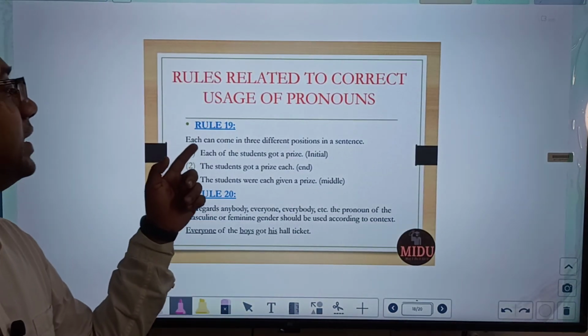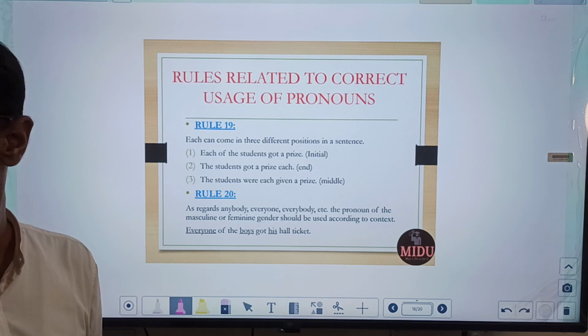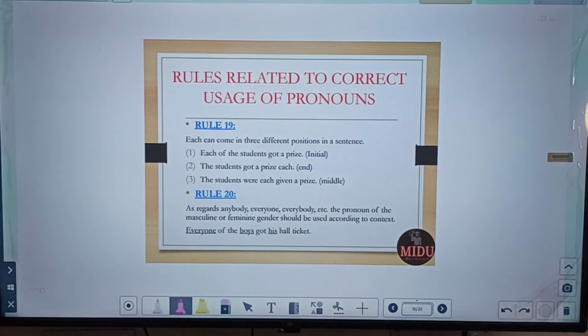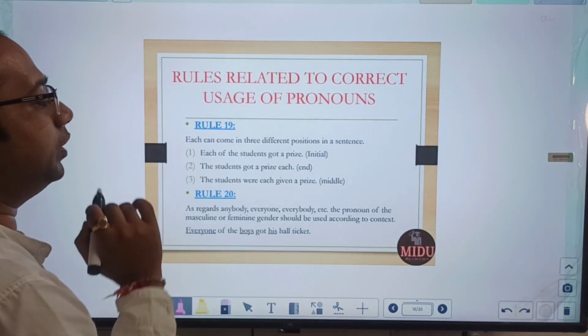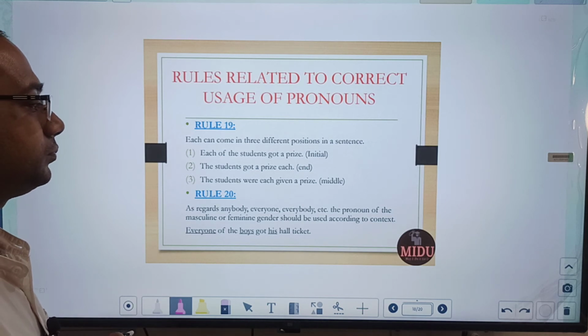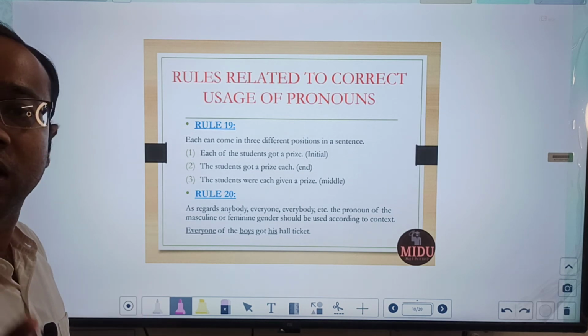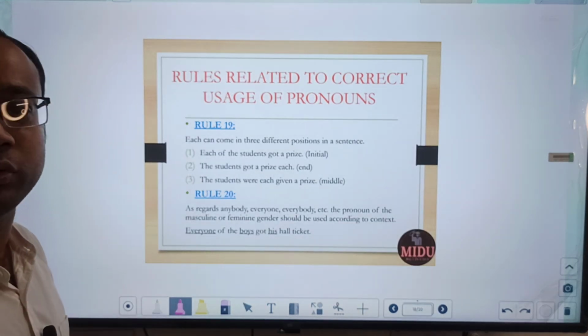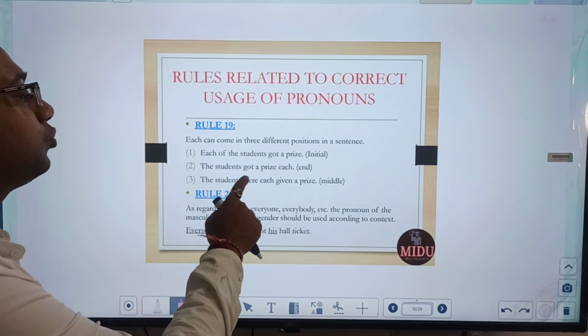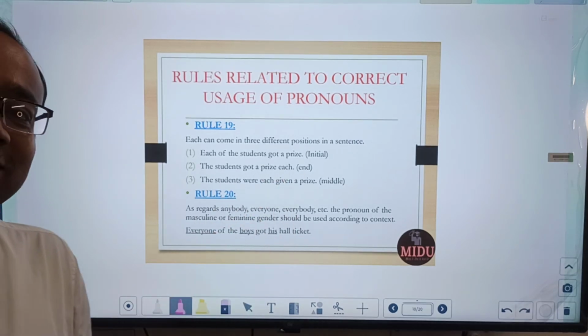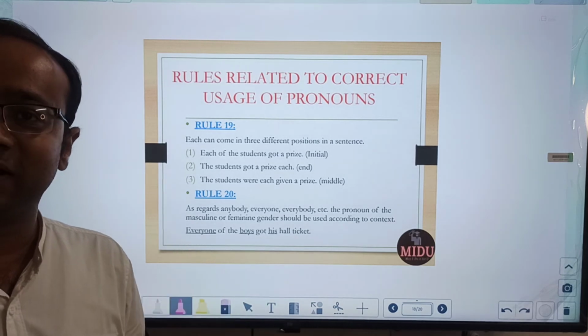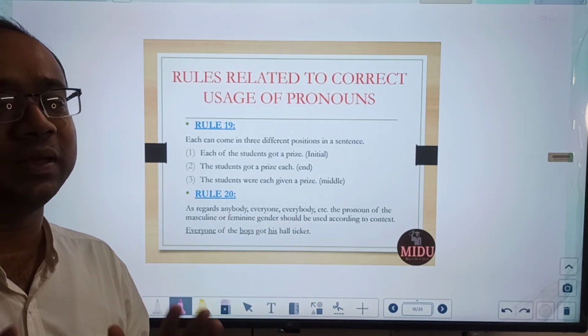Another rule. "Each" can come in three different places. Starting of sentence: each of the students got a prize. What does this mean? There are say 20 students, every student got a prize. The students got a prize each. When it is at the end, see, same context, by different placement of "each", meaning will change.